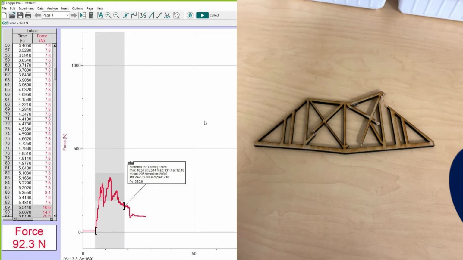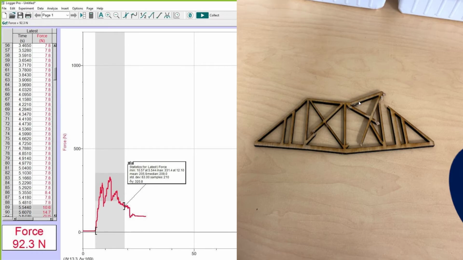Here is the graph of the truss test before it broke. Mine went to a max of 331 newtons, which, if I remember correctly, is about 75 pounds, which is very good for a very small wooden truss that had a member thickness of only an eighth of an inch, so that performed very well.